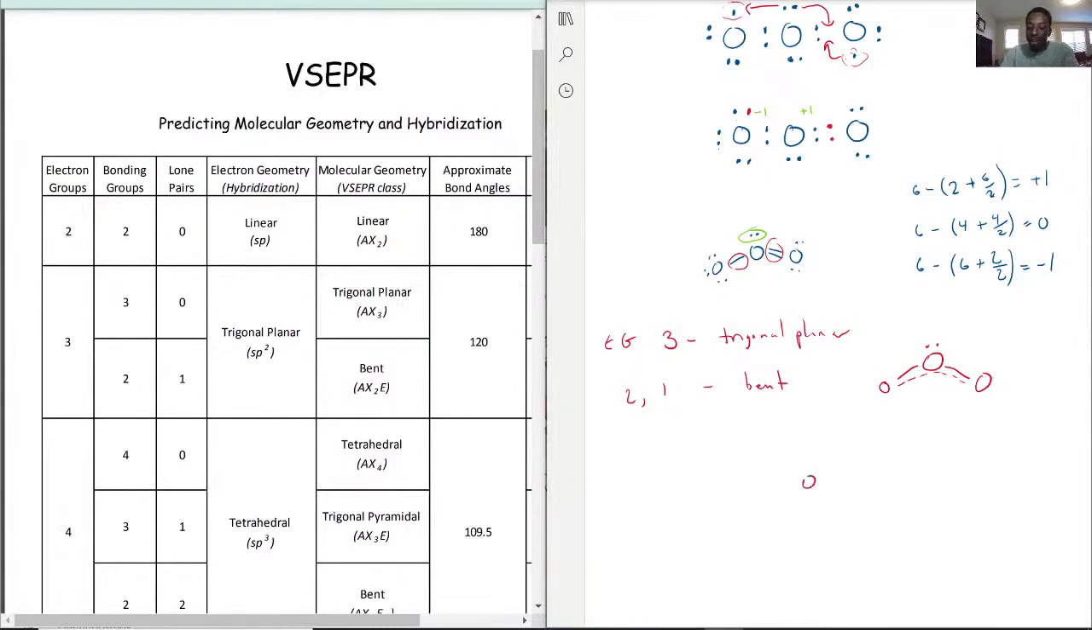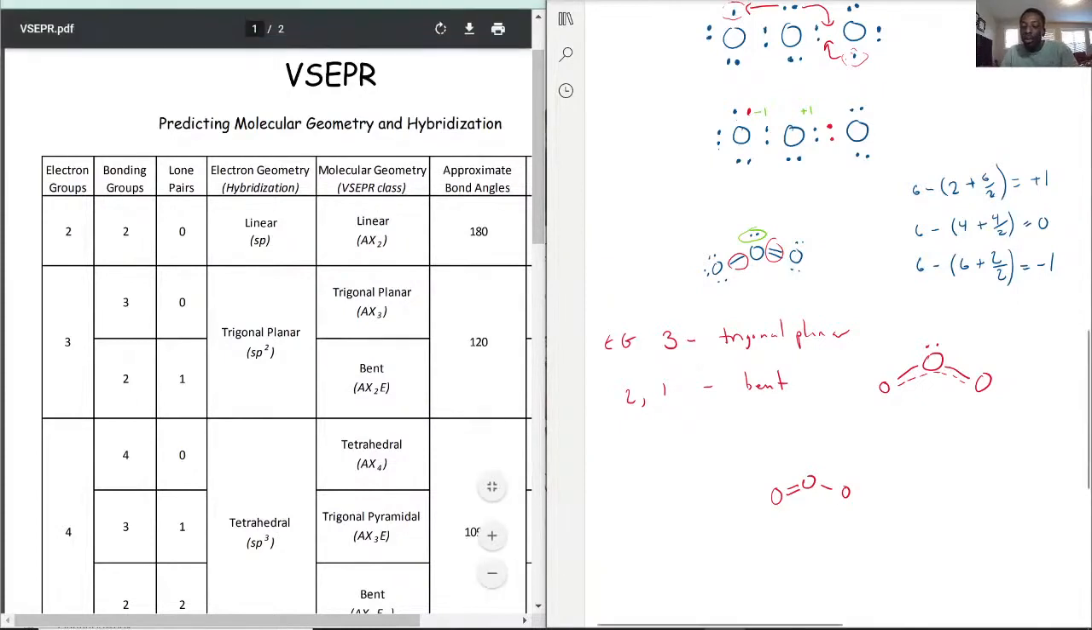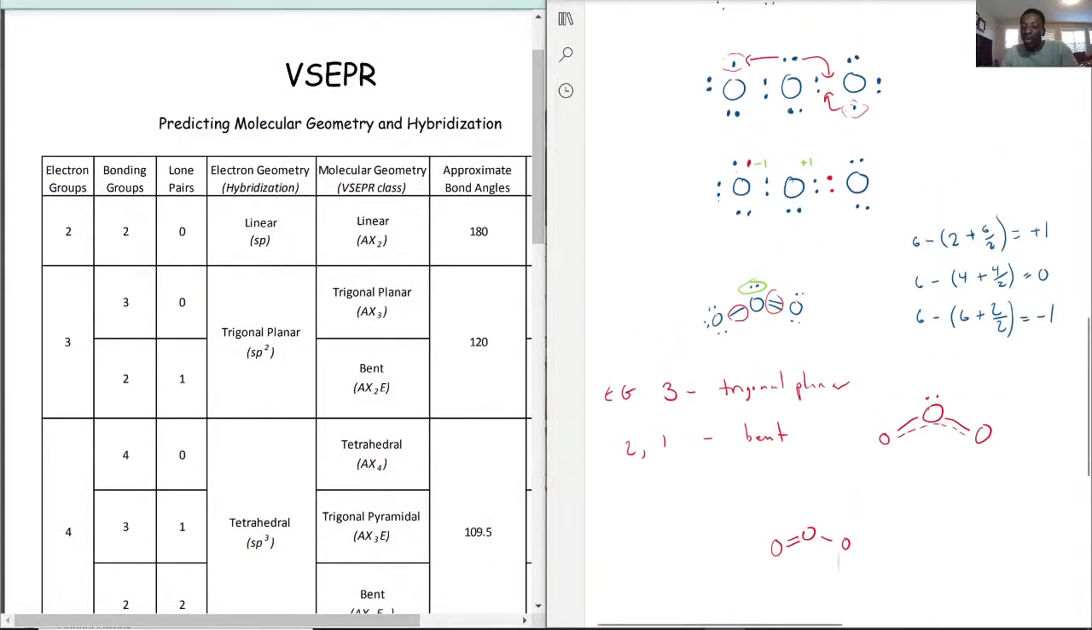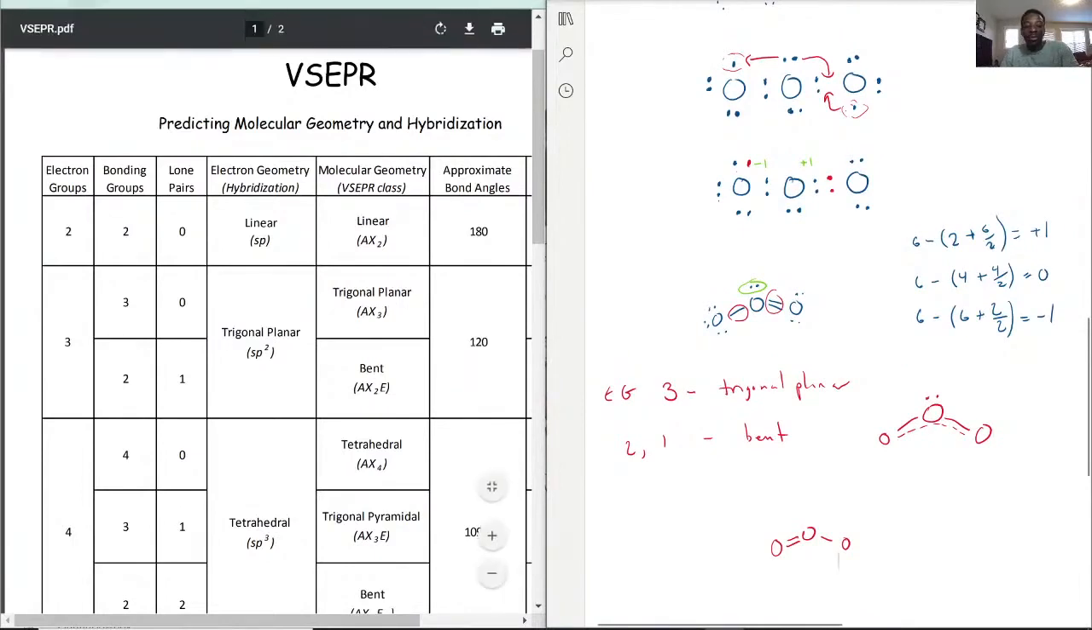I could have drawn it like this. It's still ozone, it's just a different type of resonance structure. Hence why it kind of looks like that, where the electrons are given more space to roam around, adding to its stability, which is why ozone can exist, even though we're dealing with the fact that one oxygen is a positive and one oxygen is a negative.